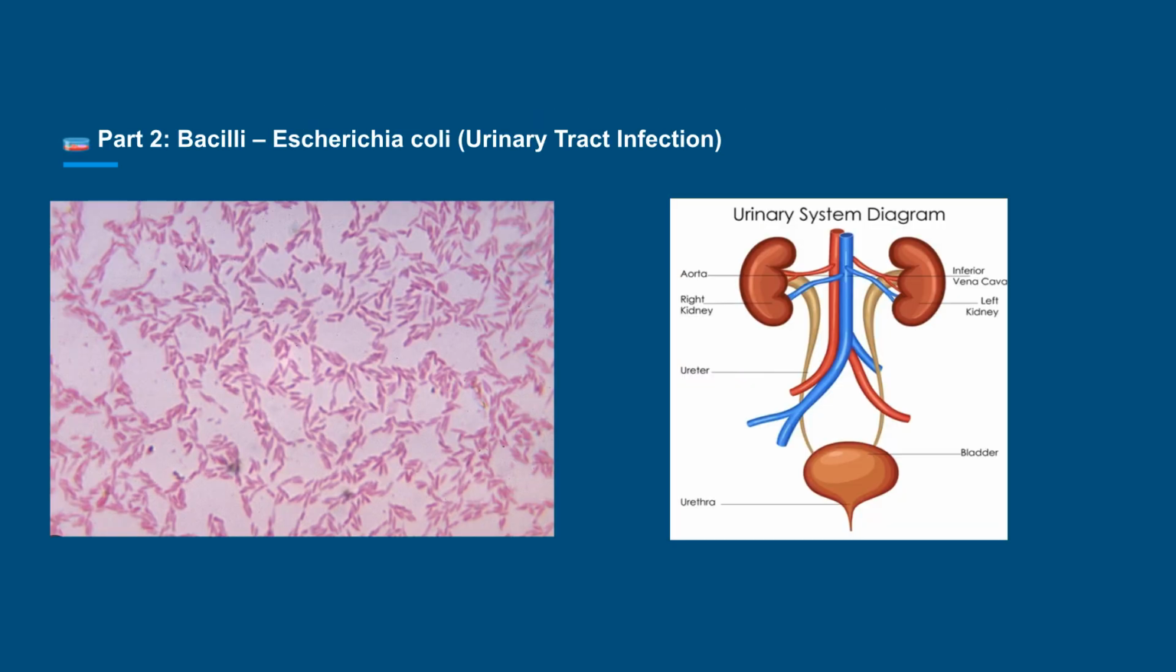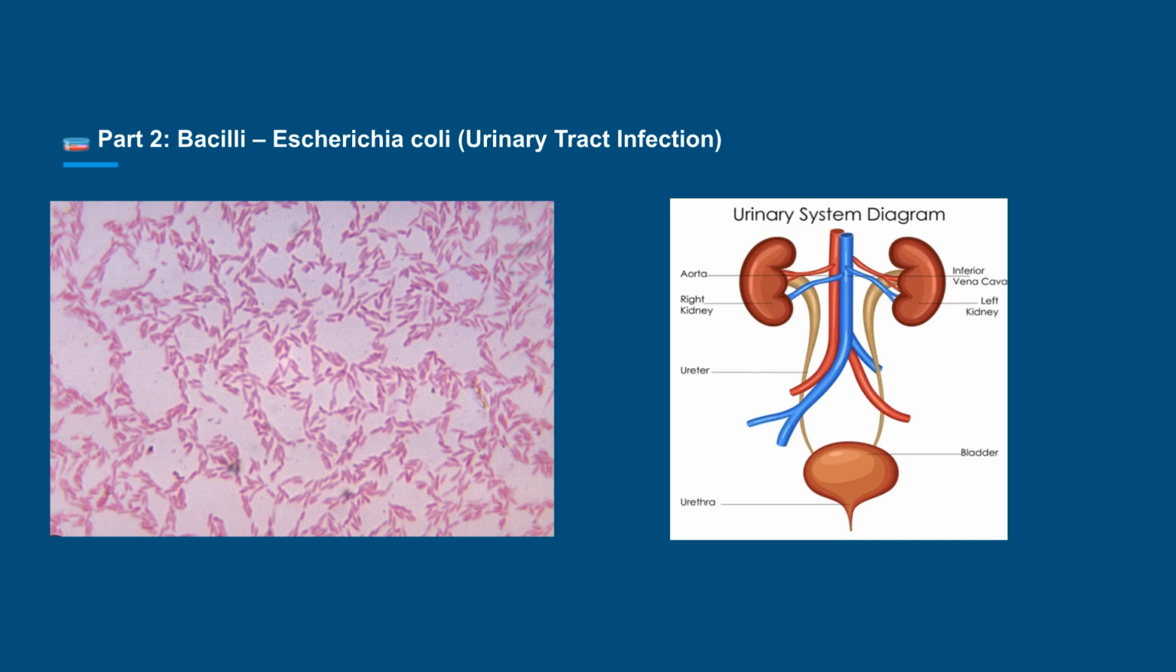So, the second condition is a urinary tract infection or UTI, which is often caused by Escherichia coli or E. coli for short. These bacteria are bacilli, meaning they are rod shaped and they're gram negative, so they appear pink after gram staining. UTIs are super common, especially in women. Symptoms include painful urination, the urge to urinate frequently, and lower abdominal discomfort.